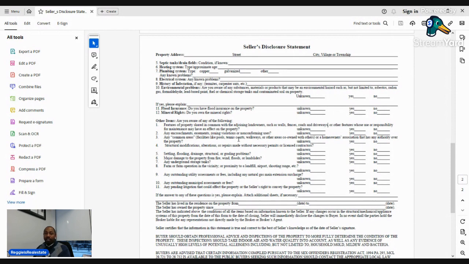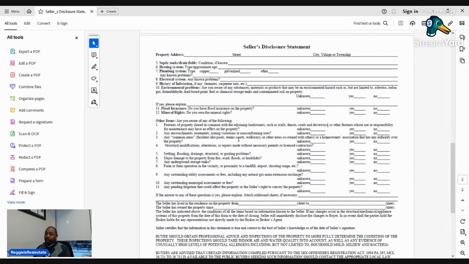A lot of investors buy properties sight unseen. They fix them and flip them, and their knowledge is based on the renovations that they've done to the property. They don't know what happened to that property 10 years ago, right? So you want to answer this accordingly.